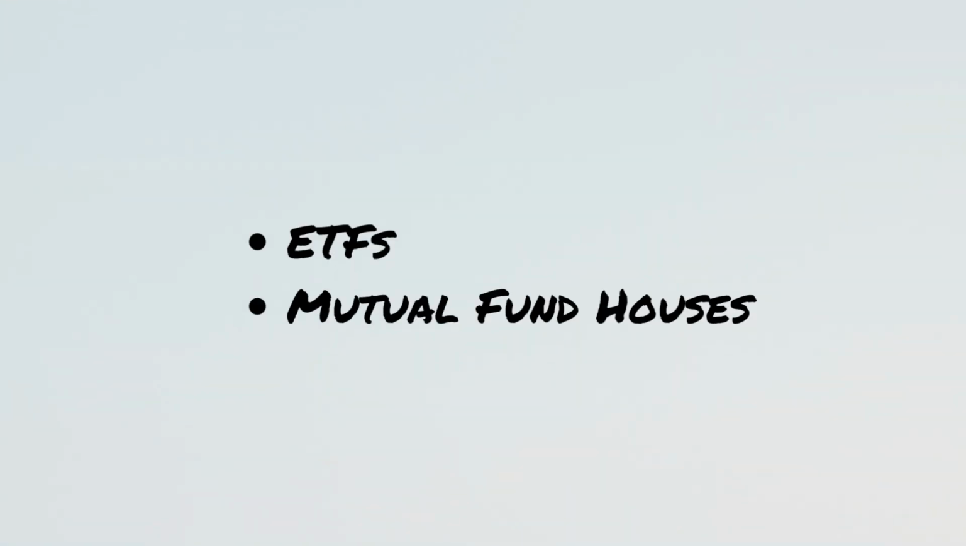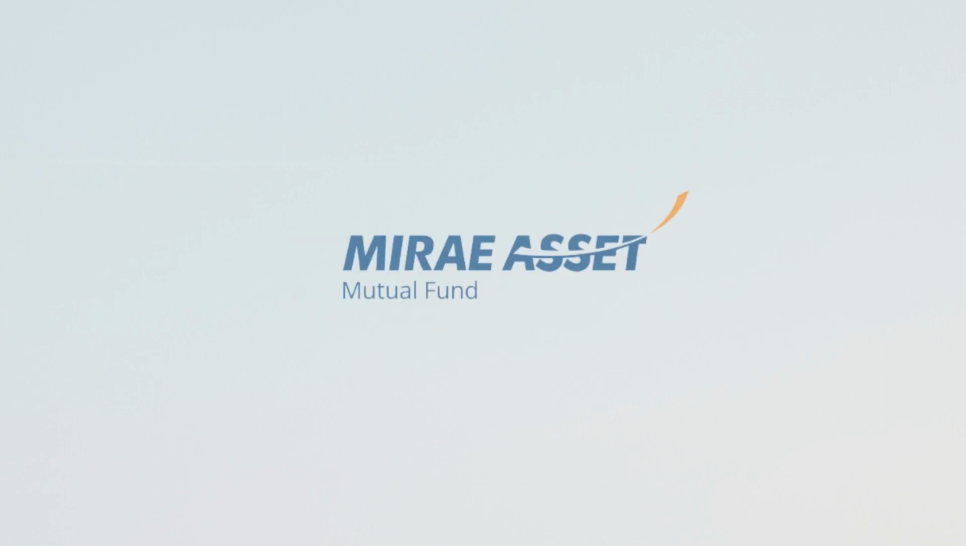Just to recap on that, an ETF is an exchange traded fund. It trades almost like a stock, and you need a demat account to buy an ETF. A mutual fund house is different: you open a folio number and account with the mutual fund house, and the mutual fund will invest on our behalf. Mirae Asset is a fund house which provides both ETFs and mutual funds.